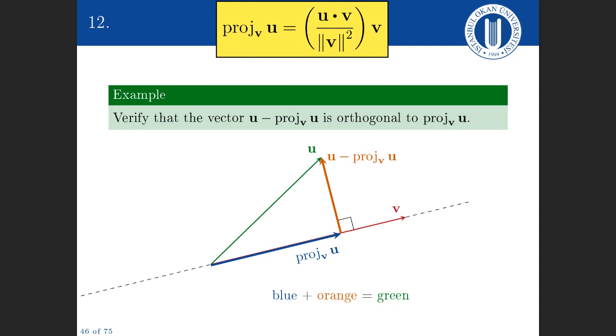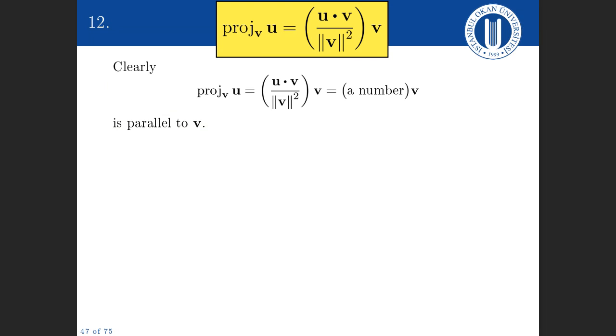Because neither of these vectors is the zero vector, we're asked to prove that the angle between them is 90 degrees. Okay, now, clearly the projection of u onto v is some number multiplied by v. So this is parallel to v. That means it's going to be enough to prove that u minus the projection of u onto v is orthogonal to v.